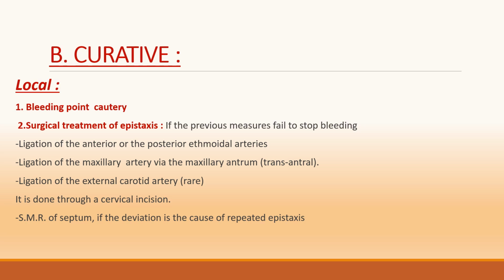We can do ligation of the anterior or the posterior ethmoidal artery, ligation of the maxillary artery via the maxillary antrum, transantral, or ligation of the external carotid artery, which is rarely done. And it is done through a cervical incision. Submucous resection of the septum if the deviation is the cause of repeated epistaxis.